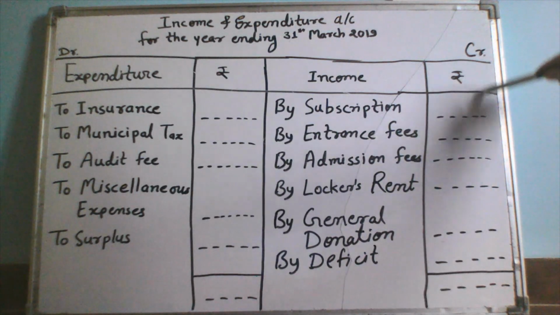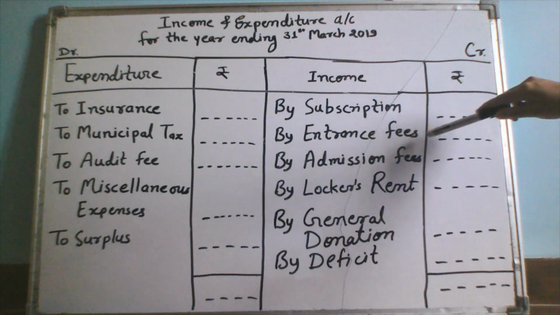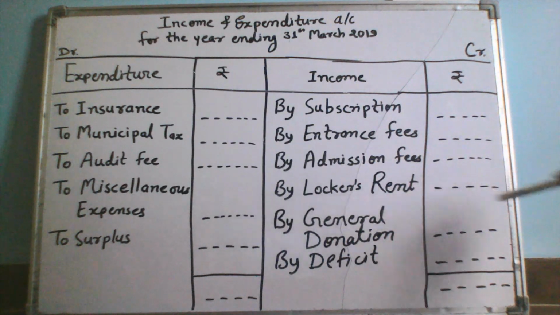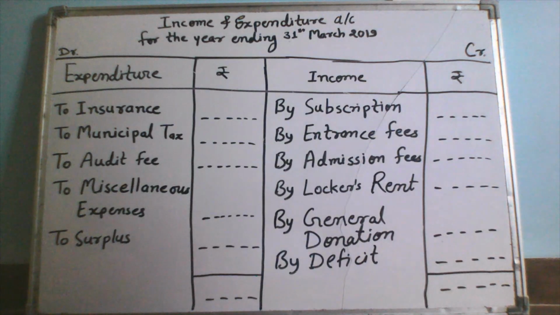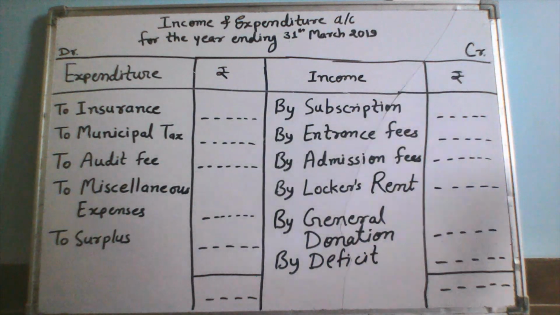And on the credit side, we will write all the incomes like subscription, entrance fees, admission fees, lockers rent, general donations and other incomes which are given in the question. Some items may be missing here. You can see that there is no opening balance of cash on either the debit side or the credit side. Why? Because in the receipts and payment account, we recorded all the cash which has flowed in and all the cash which has flowed out, right?